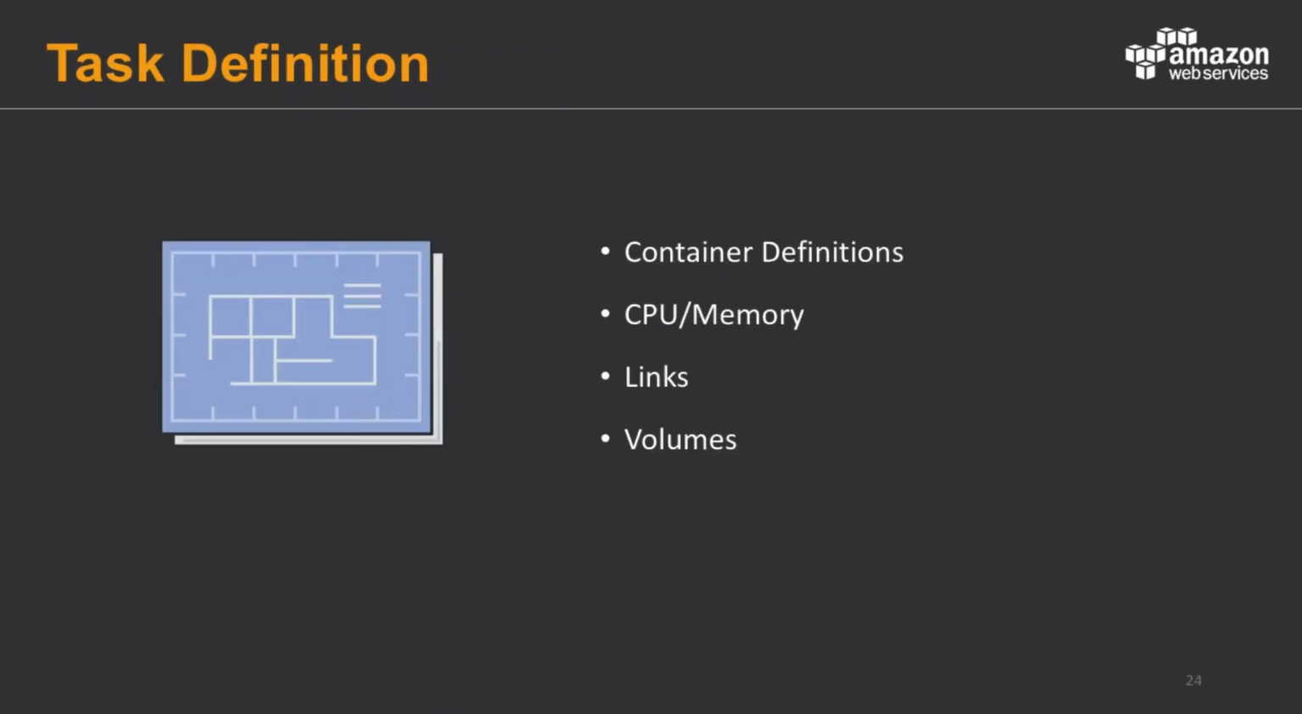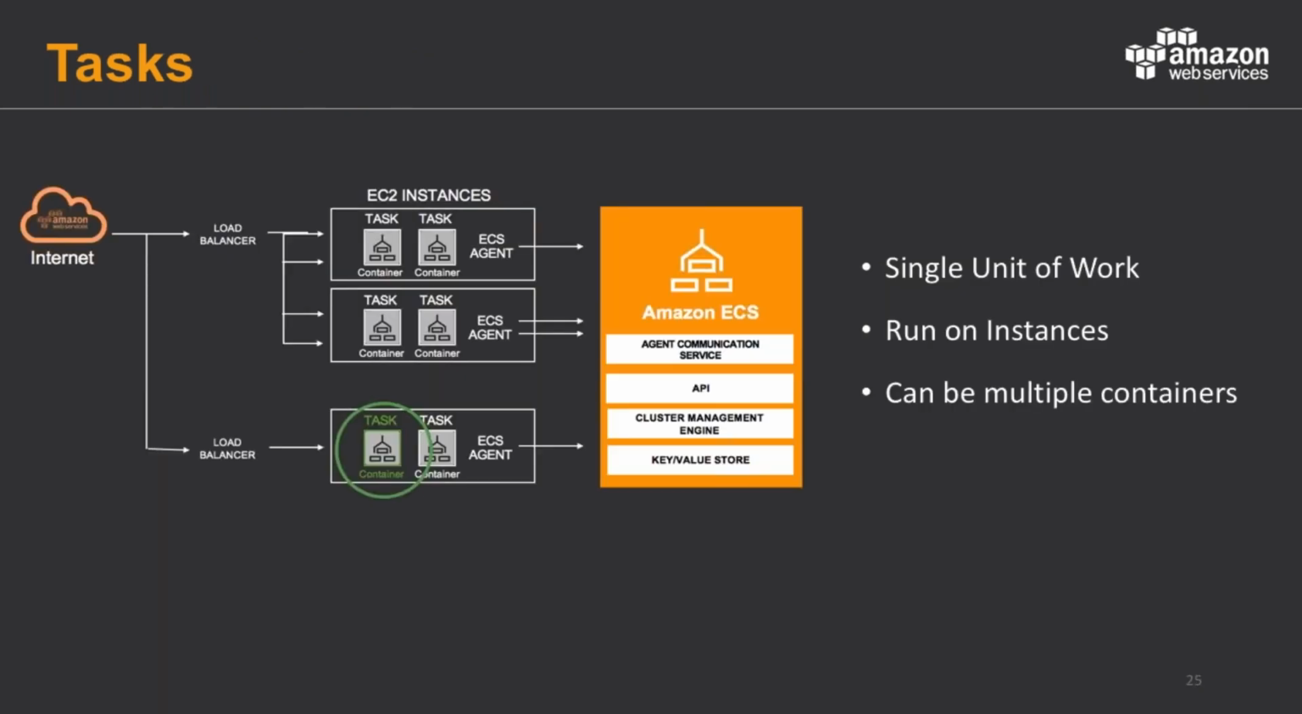The task definition is where we're going to specify what's going to run. So we can have one or more containers run, specify the amount of CPU or memory that's going to be available to that container. We can use links, which is going to provide network channels between containers. And we can add volumes to persist data between the containers. And task definitions are versioned by name and revision. So we can go backwards and forwards across different versions of that.